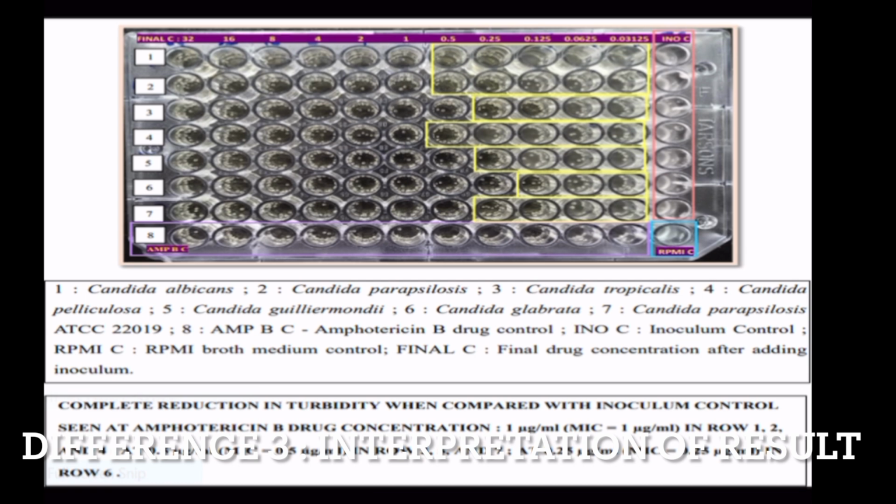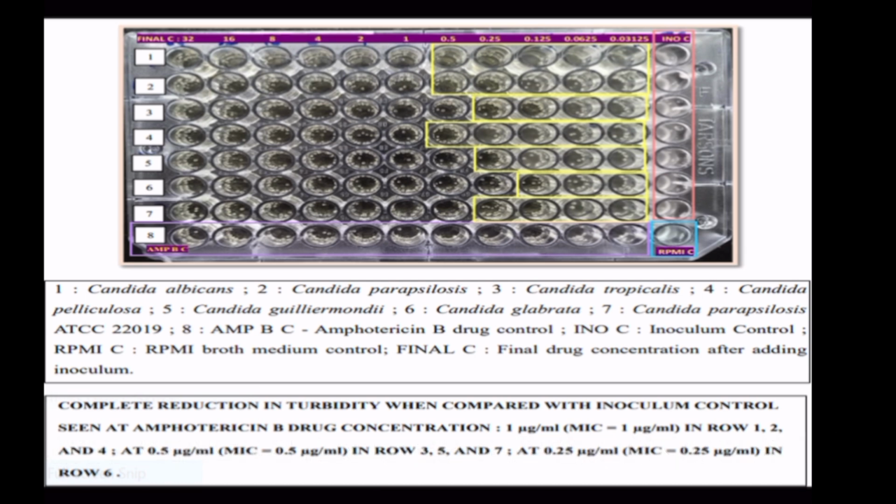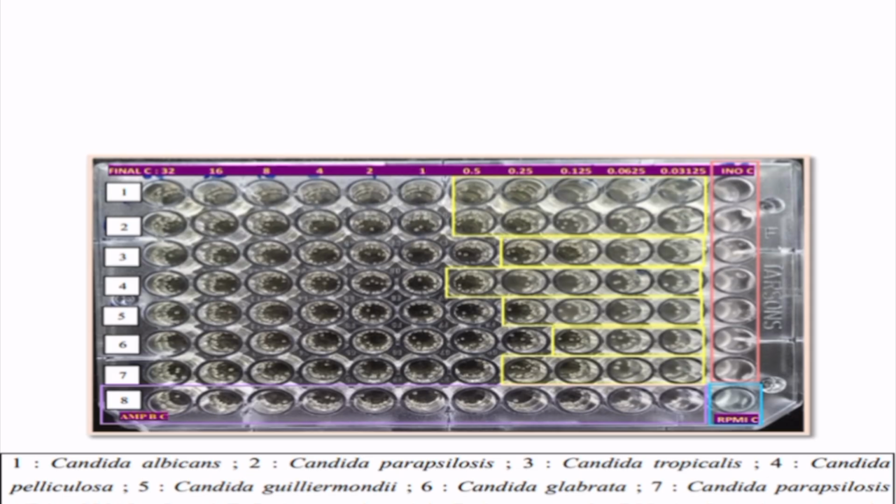This is an image of a microtiter plate after inoculation and incubation. The interpretation of result is done at 24 hours as per CLSI M60. If growth is less, we can prolong the incubation and read at 48 hours. Rows 1 to 7 have different isolates of Candida. Row 8 has the control of antifungal stock solution of each concentration. Column 12 has the inoculum control, with which we compare the growth in other wells. The microdilution wells are scored with the aid of a reading mirror.